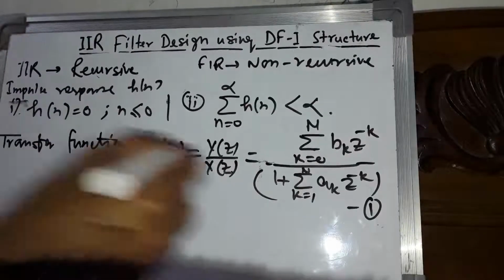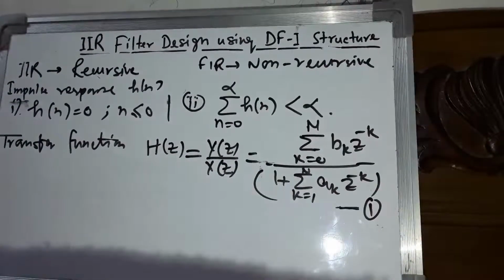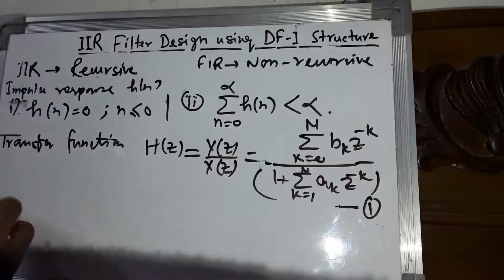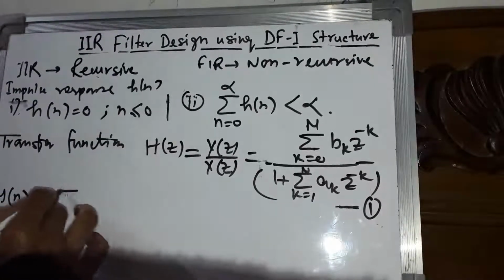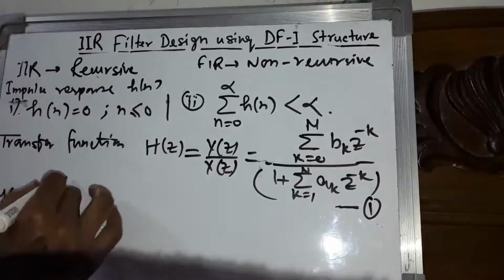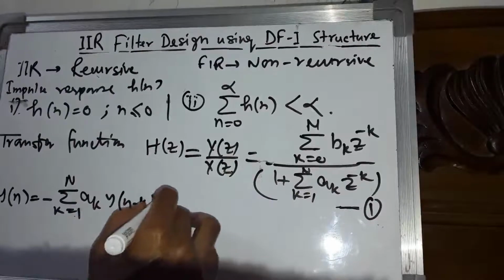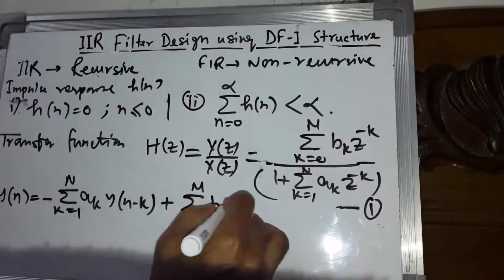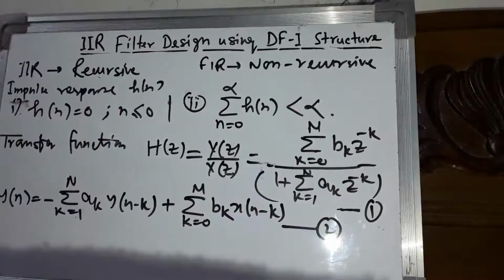The difference equation can be obtained from this equation number 1, directly by taking the inverse Z transformation along with the time shifting property. We get the difference equation as y(n) equals minus the summation over k equals 1 to N of a_k y(n minus k), plus the summation over k equals 0 to M of b_k x(n minus k). This is the difference equation for the given transfer function.